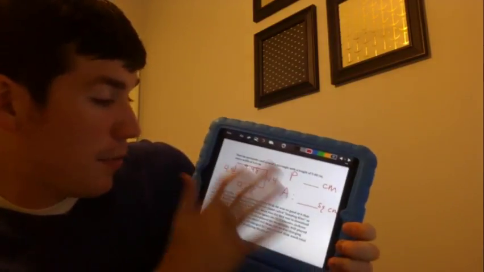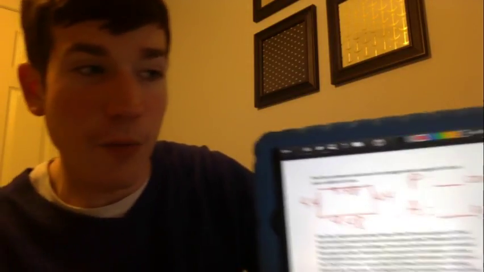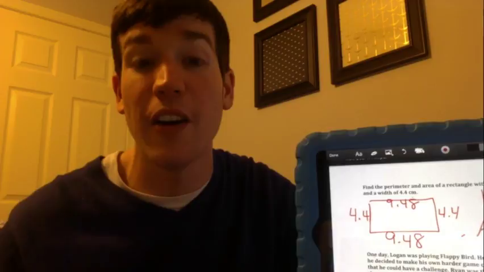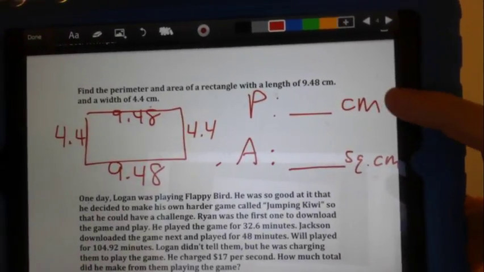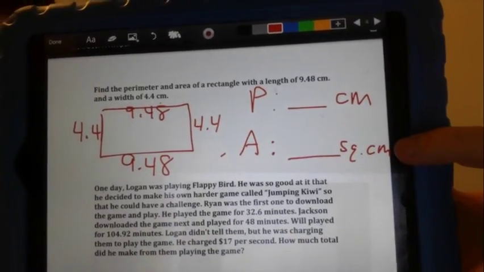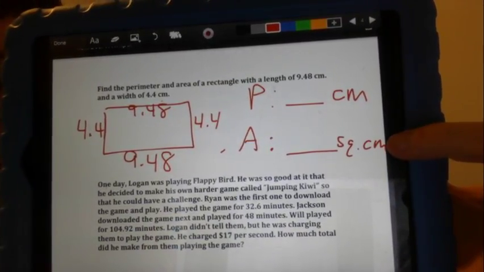Now, a lot of people will get caught up and try to divide by 2 there. Remember, we only divide by 2 when it's a right triangle. If this had been split down the middle, that would be split up into 2 right triangles. So we don't really need to divide by 2 in this case because we do want the area of the whole rectangle. Just remember, perimeter is regular centimeters. Area, we're looking at the inside. We're measuring it in square centimeters, which would be the length times the width.